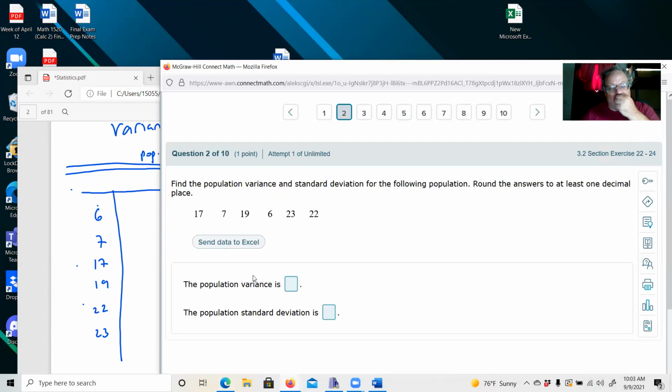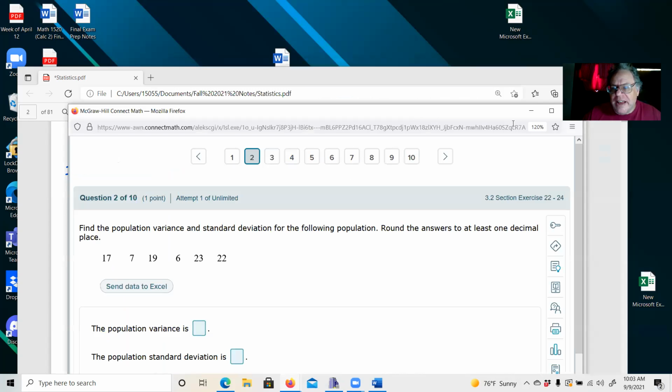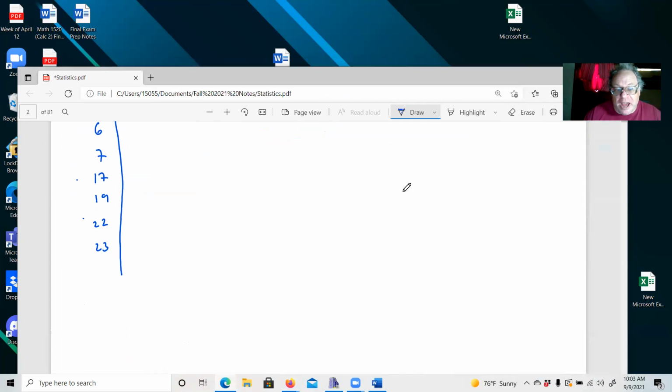But I'd like to do one more by hand, just to show you, with an example that wasn't so carefully planned out. Okay, so 6, 7, 17, 19, 22, 23. First thing we do is get our mean. Remember, this one is called mu. This is the average. So let's get the average here.